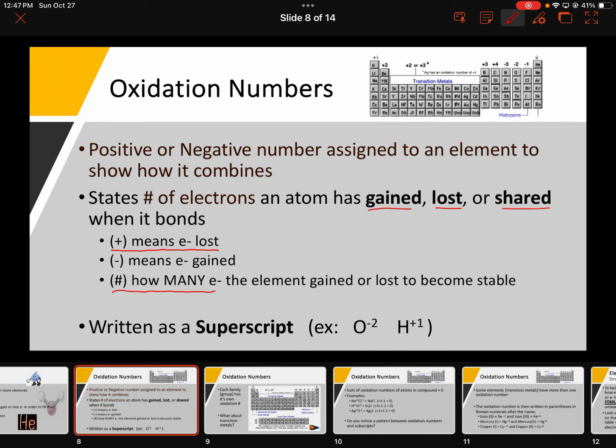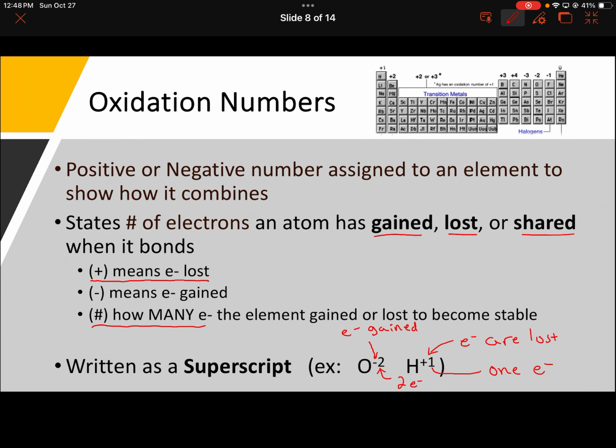So when I look at hydrogen, the plus means electrons are lost, and the 1 tells me 1 electron is lost. If I look at oxygen, negative sign means electrons are gained, and the 2 tells me it's 2 electrons. So oxidation numbers work a little differently than what we would normally think. So we just have to get used to that idea. Plus means electrons are lost, negative means electrons are gained. And then the number just simply indicates how many.